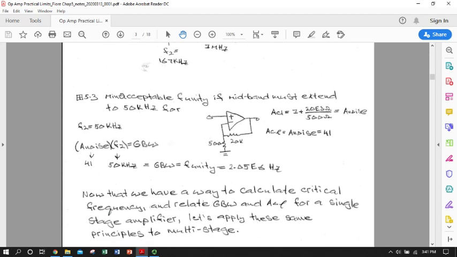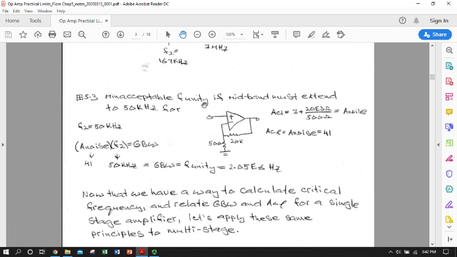Example 5.3, and again, this is coming right out of the textbook. So we're asked, what is the minimum acceptable F unity, or unity gain frequency, which is the same as gain bandwidth, if the midband has to extend to 50 kilohertz. So somebody said, okay, I need a midband frequency that goes all the way to 50 kilohertz. That's my F2, or F upper break. What kind of gain bandwidth do I need?